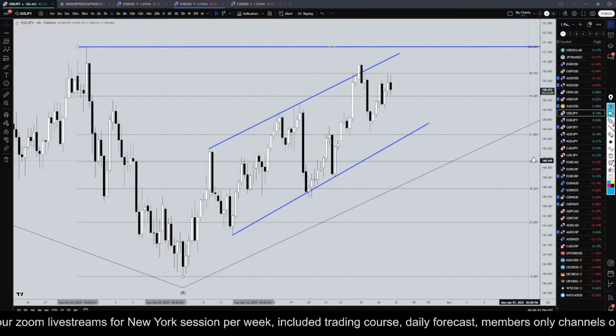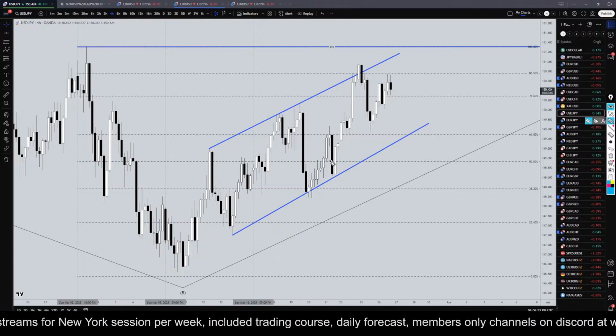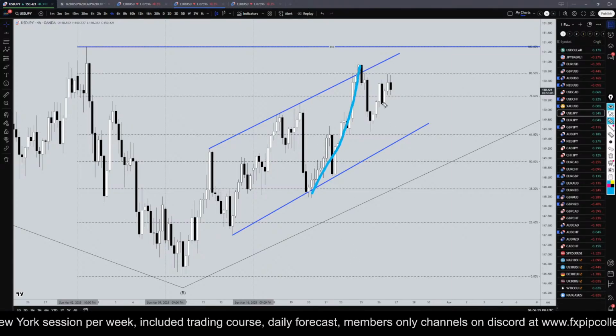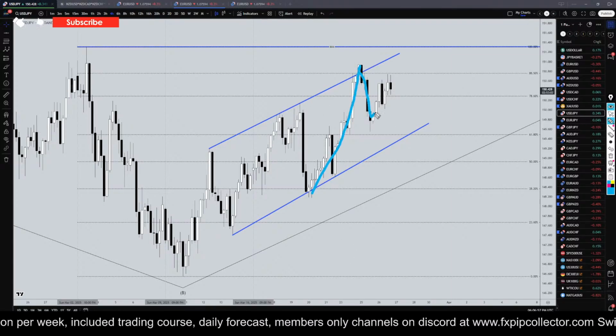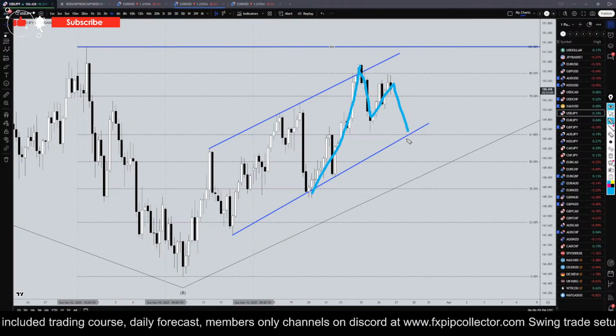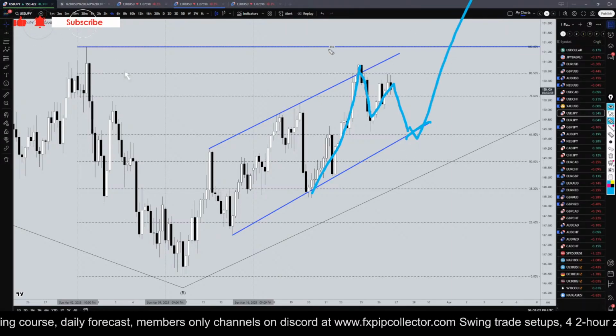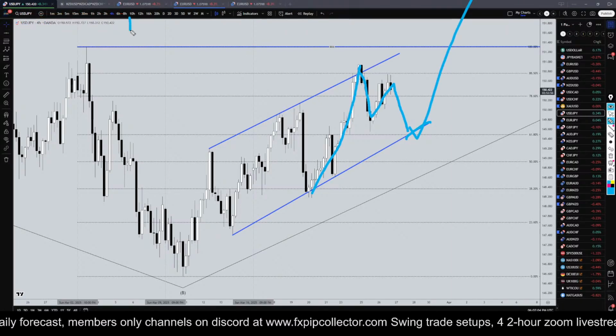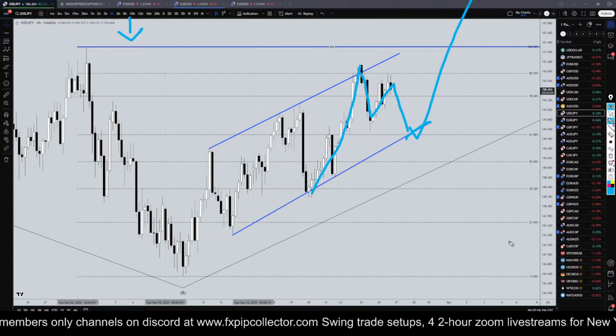But the question is, is it going to make a pullback first? In my opinion, it looks like it will because this move up is pretty impulsive. You would kind of expect this to make three waves down back to the bottom of this channel and then possibly go up and break the higher break of structure on the daily time frame after that.